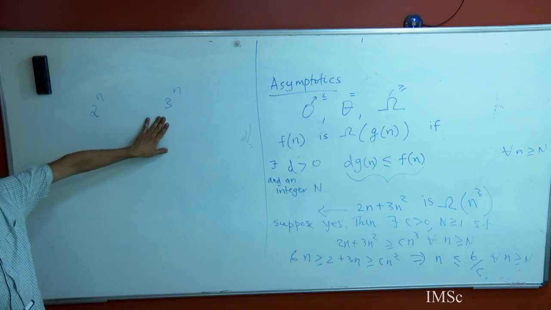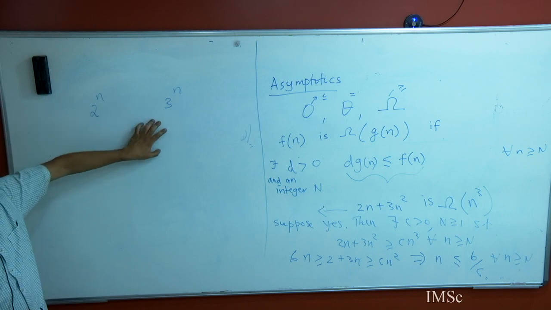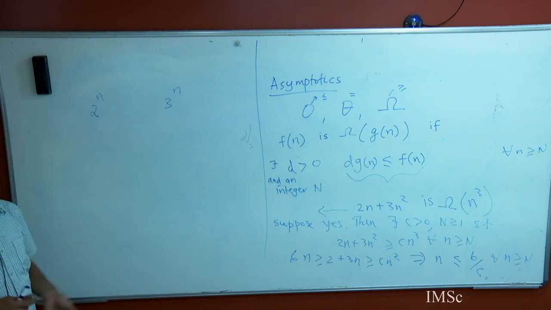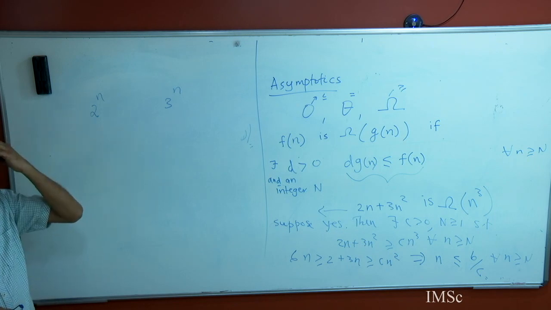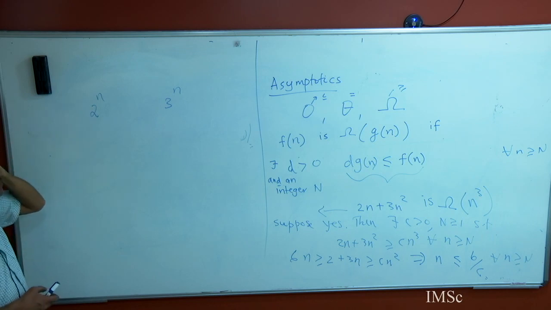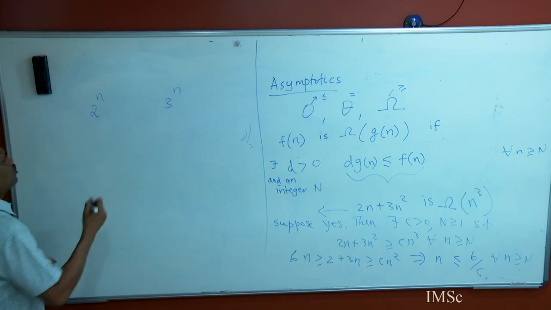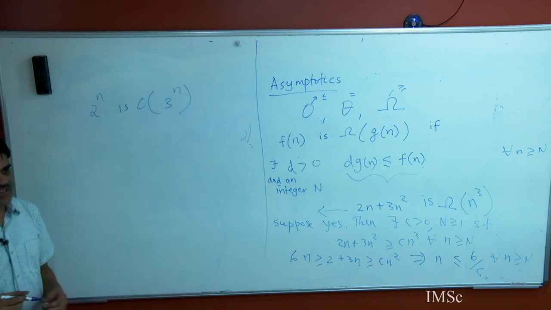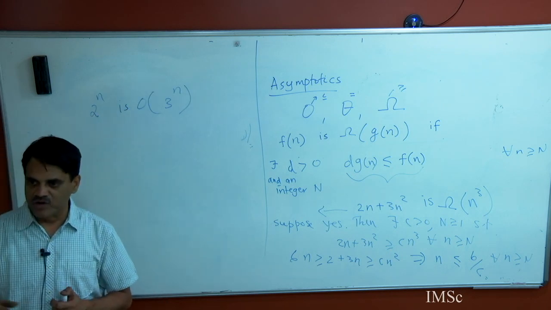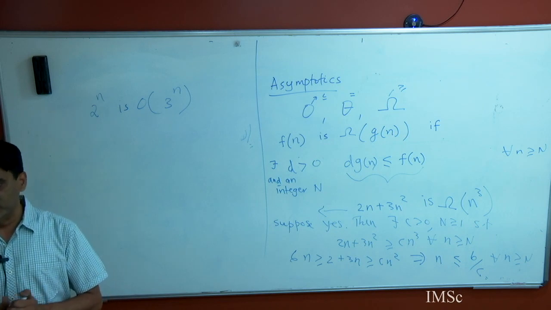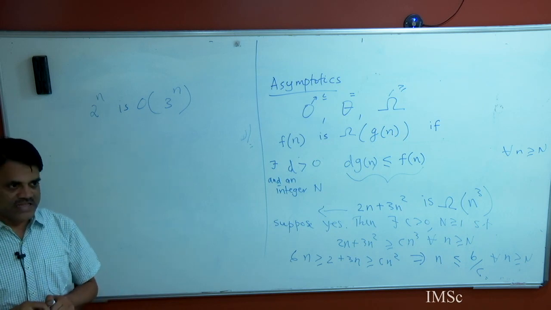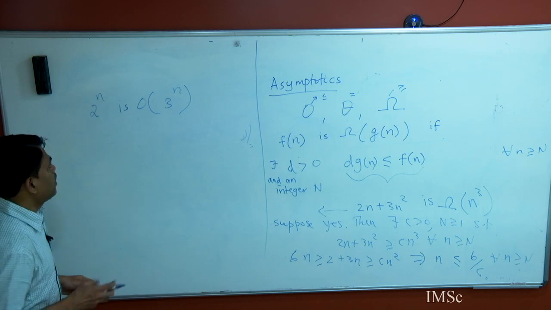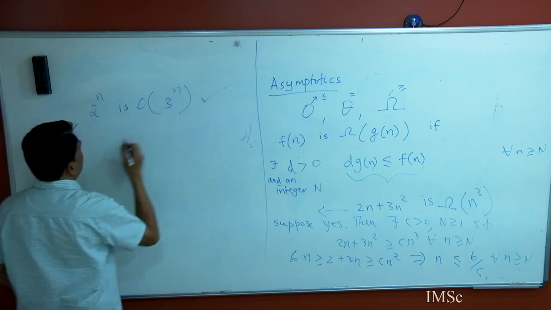Clearly this is bigger, so you might say this is big O of that, but is the reverse direction also true? So 2 power n is big O of 3 power n, right? That everybody would say, because 2 power n is less than or equal to even 3 power n for all n greater than or equal to 1 or something. You can easily say. So this is fine. What about this?